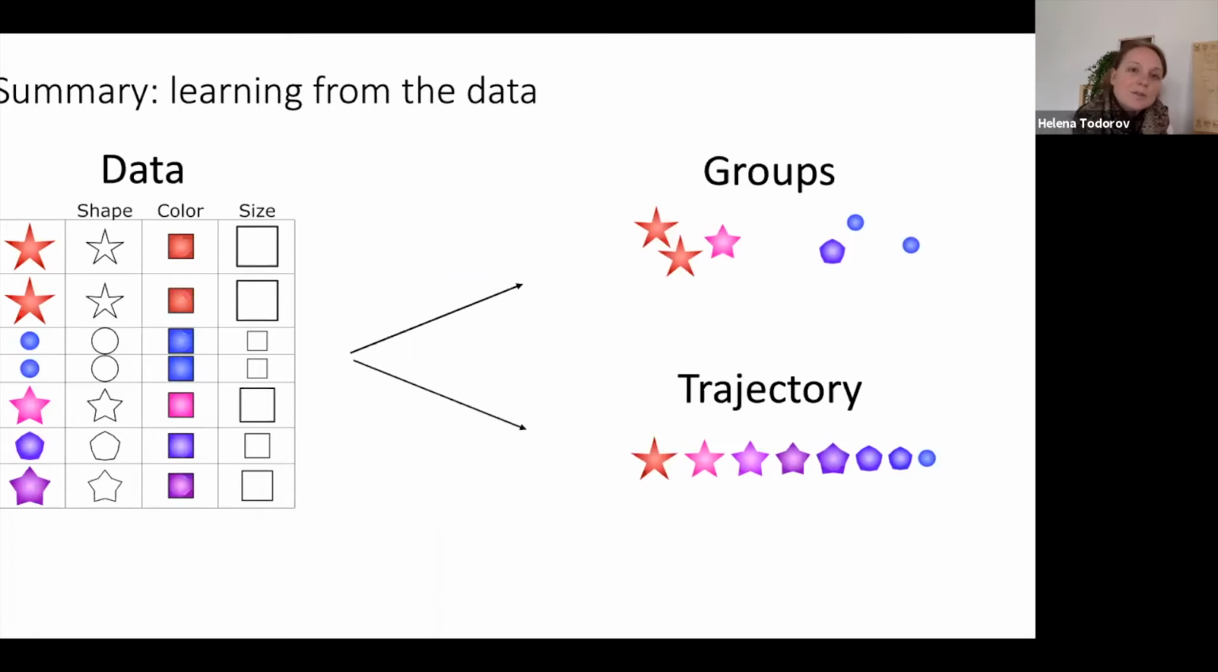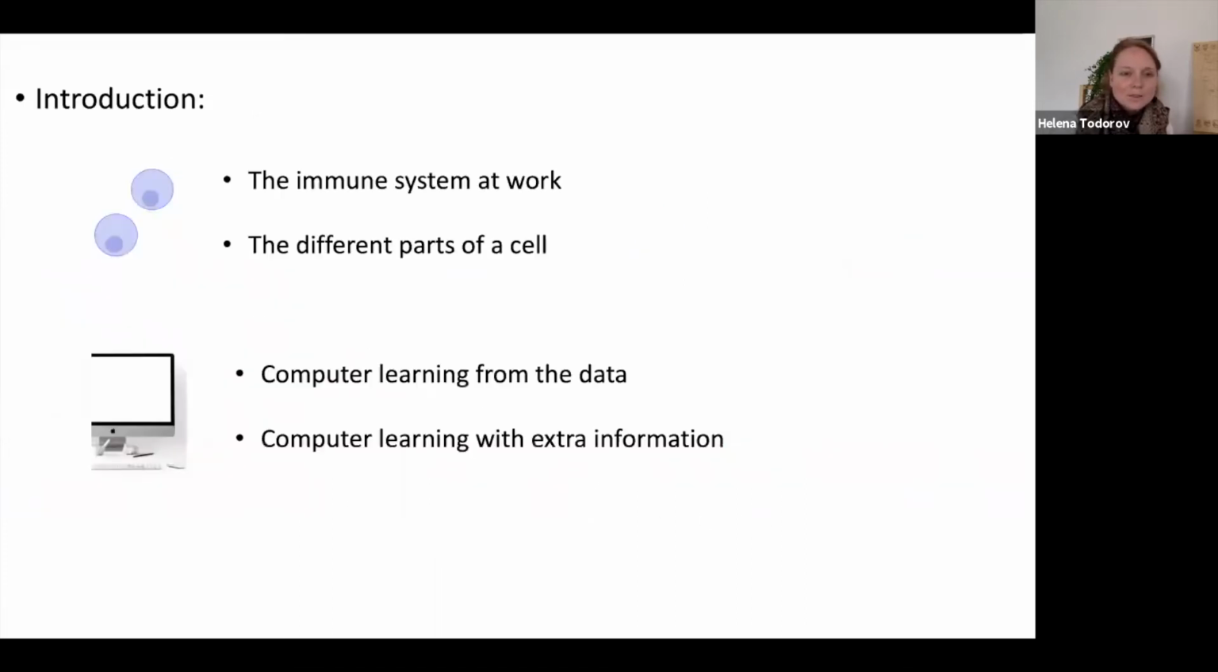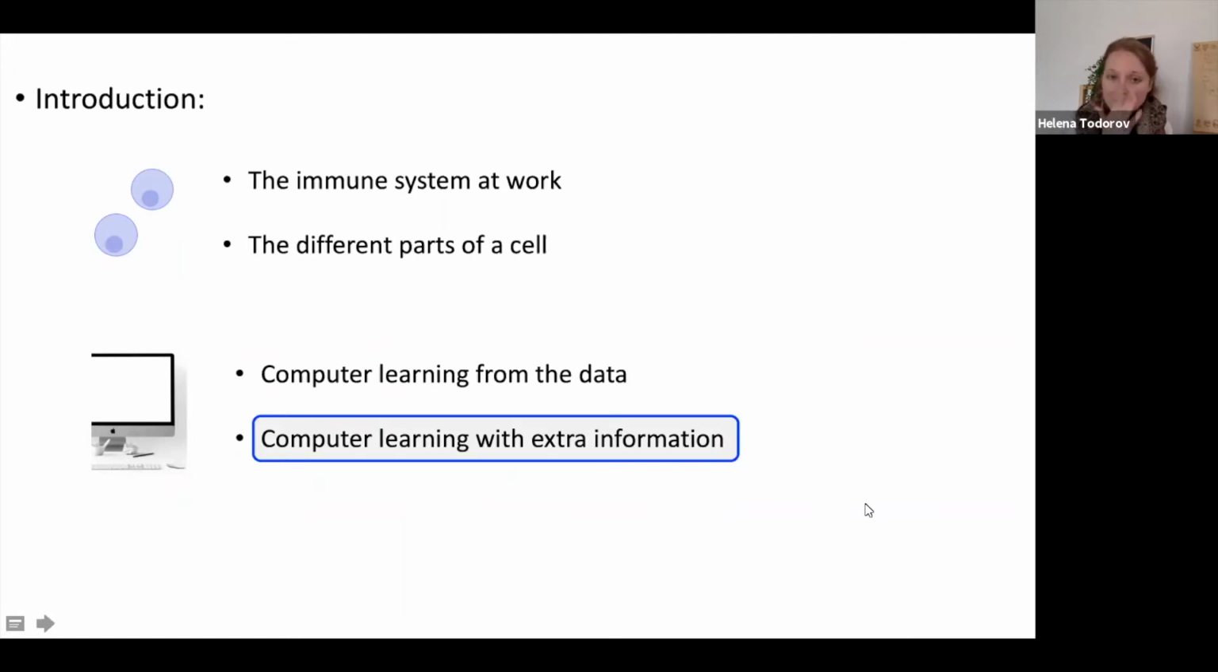So in summary, we've seen that we can teach a computer to learn from the data, and it can either learn how to group objects into groups or how to identify trajectories in this type of data. I will now move to the last section of this introduction, which will show how we can teach a computer to learn with extra information.